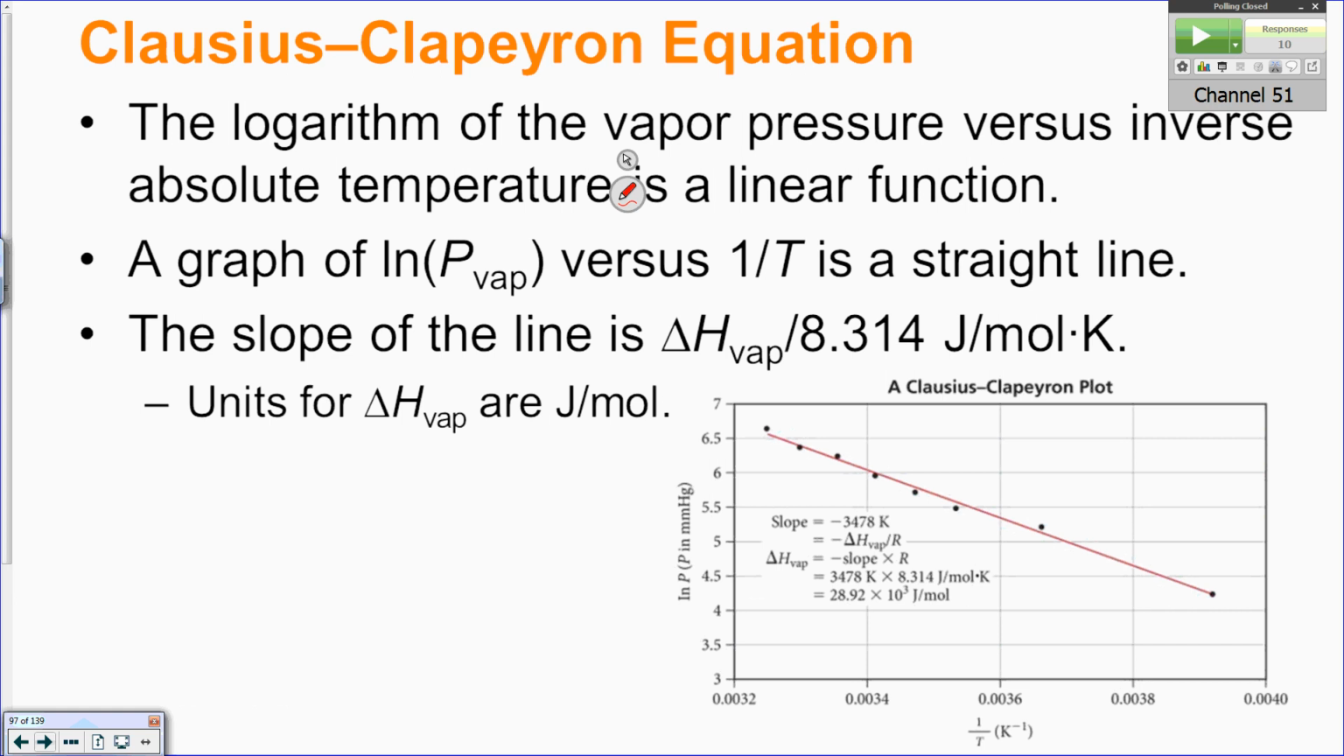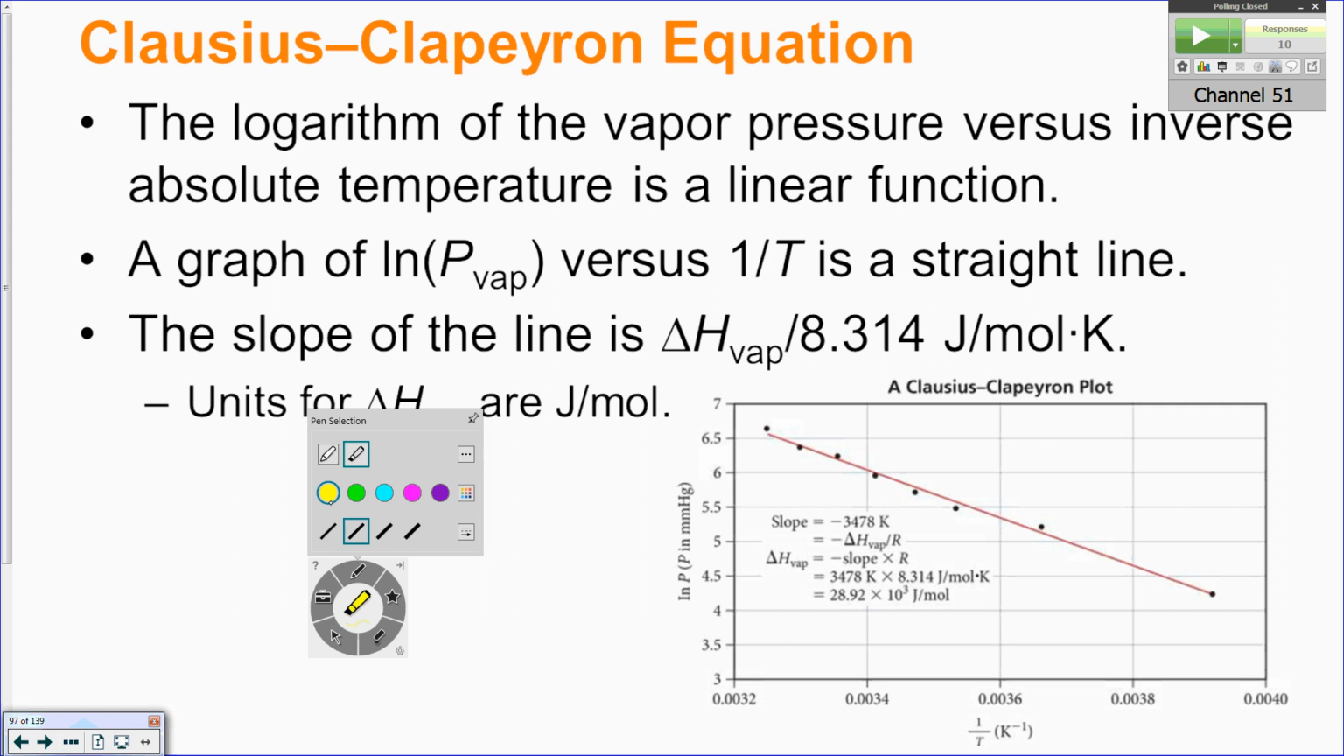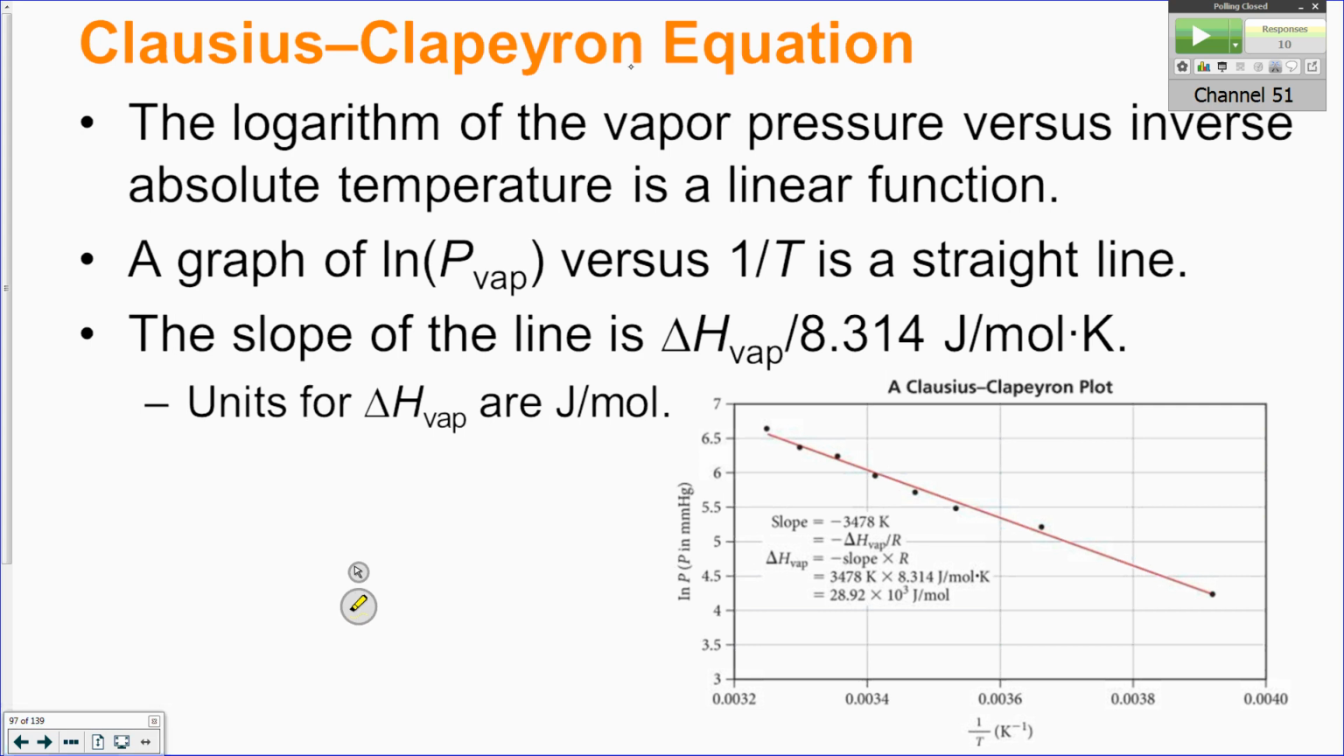All right, so now we're going to get mathy. The Clausius-Clapeyron equation looks at the relationship between the log of the vapor pressure versus the inverse of the absolute temperature. That means it's in Kelvin. When we plot these two things out, the natural log, Ln, versus the inverse of the temperature in Kelvin, we find the relationship is a straight line.